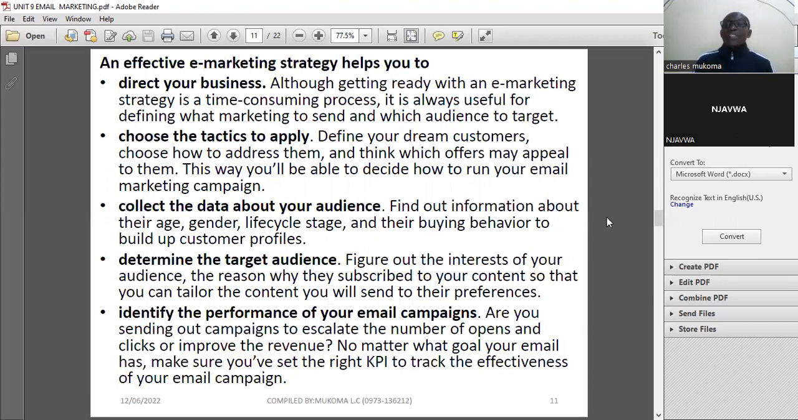What does it help us? Number 1, it helps us to direct our business. Number 2, choose the tactics to apply. Number 3, collect the data about your audience. As you are interacting with them through email, you're able to gather data about them.